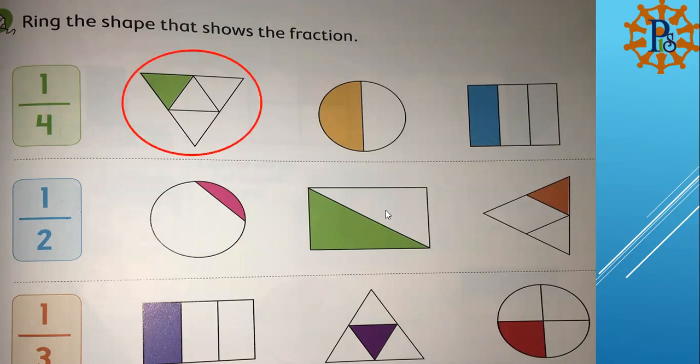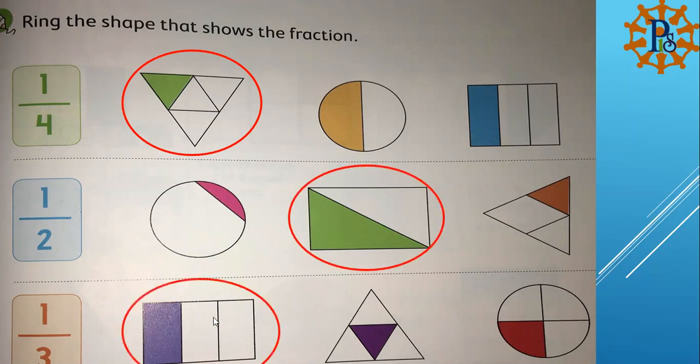Which one represents half? The circle or the rectangle or the triangle? The rectangle. Okay. The last one. Which one represents third? I make it the first one because this is fourth and also this is fourth. So the rectangle represents third, okay?